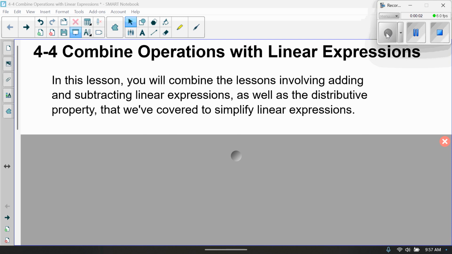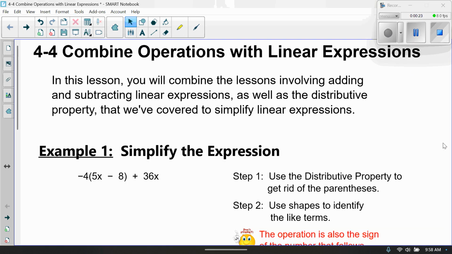All right, so lesson 4-4 is combine operations with linear expressions. In this lesson, you will combine the lessons involving adding and subtracting linear expressions, as well as the distributive property that we've covered to simplify linear expressions. And guess what? Yay! You don't have any vocabulary that you need to write down.